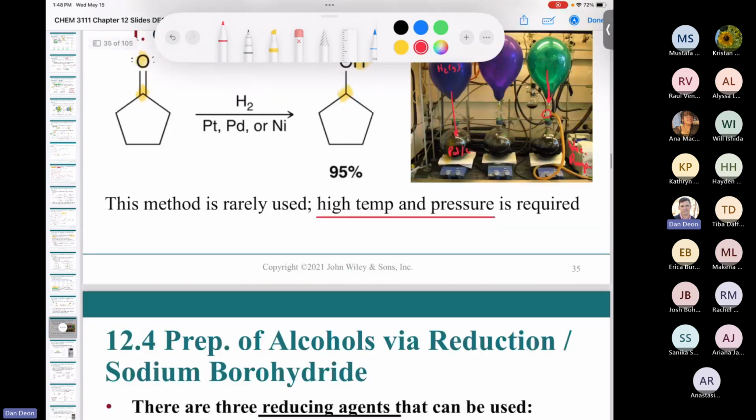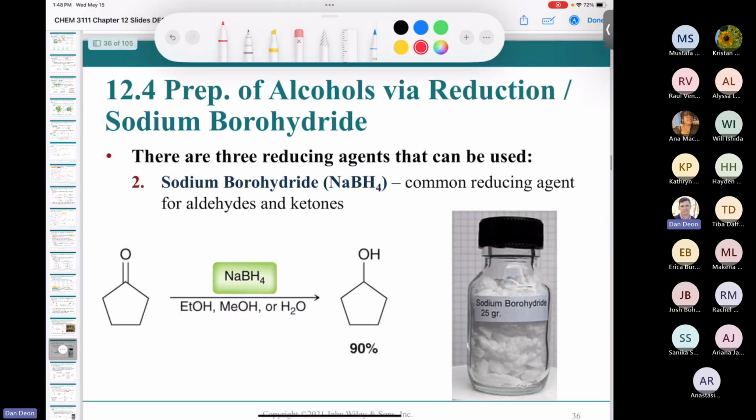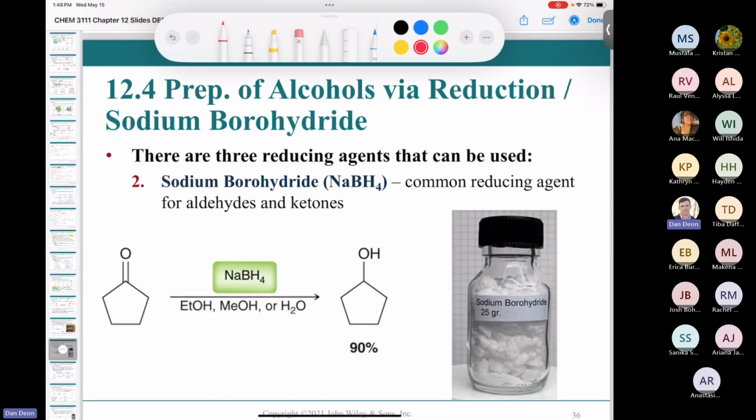So what's the second method? I told you we're going to go over 3 of them. This is the first one. The second one uses a reagent called sodium borohydride, NaBH4. If you draw a Lewis structure of sodium borohydride, you have the sodium cation and then you have the BH4. Remember that boron only forms 3 bonds, so if it has 4 bonds, it's got a -1 charge. So sodium borohydride is a common reducing agent. I just took a Google image of a bottle with some sodium borohydride.